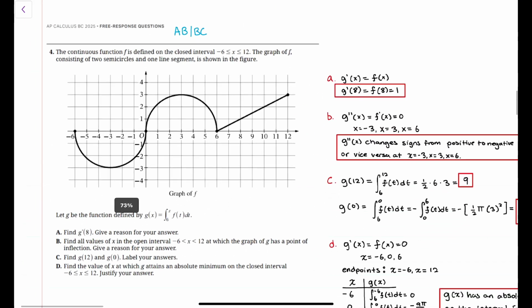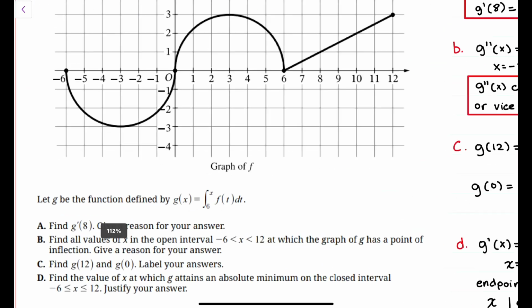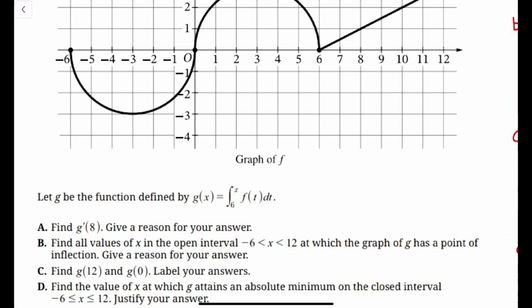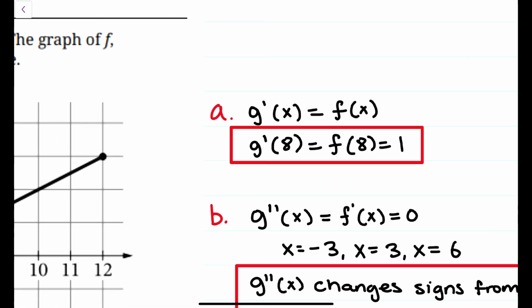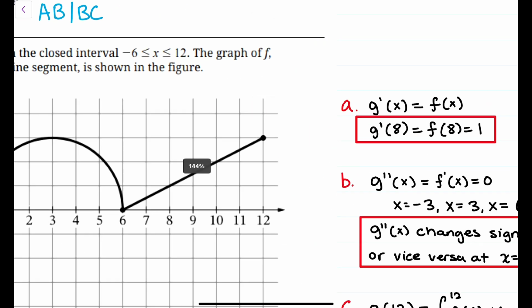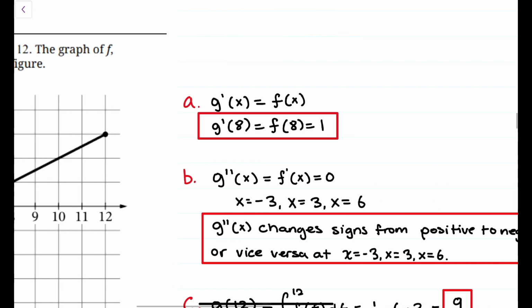Okay, for FRQ4, this is also an AB and BC FRQ. So we're given the graph of f, and we're given that g of x is the integral from 6 to x of f of t dt. It asks us to find g prime of 8, so using the fundamental theorem of calculus, we can see that g prime of x is just equal to f of x, and g prime of 8, which is f of 8, we can see that f of 8 is just 1.